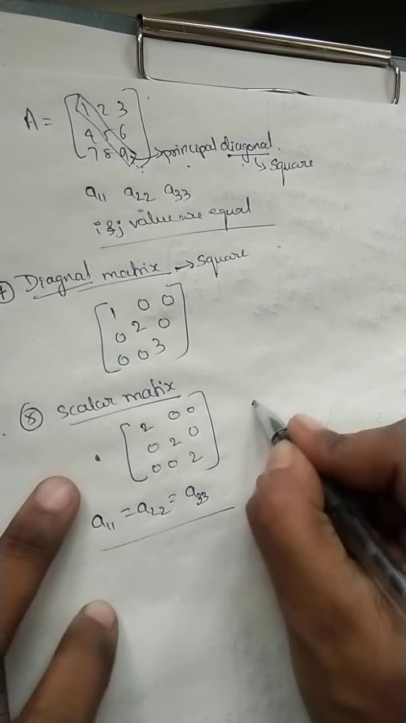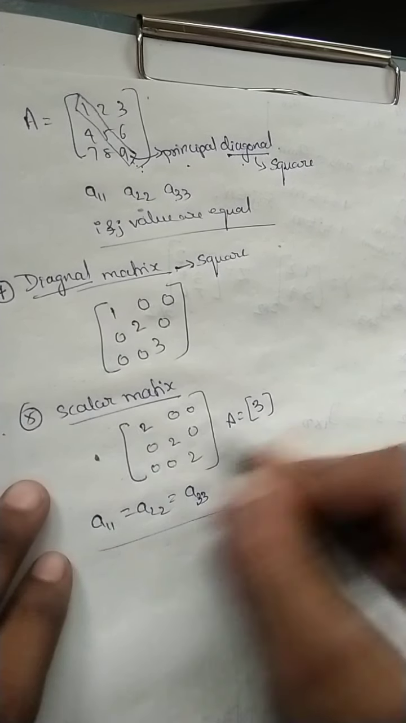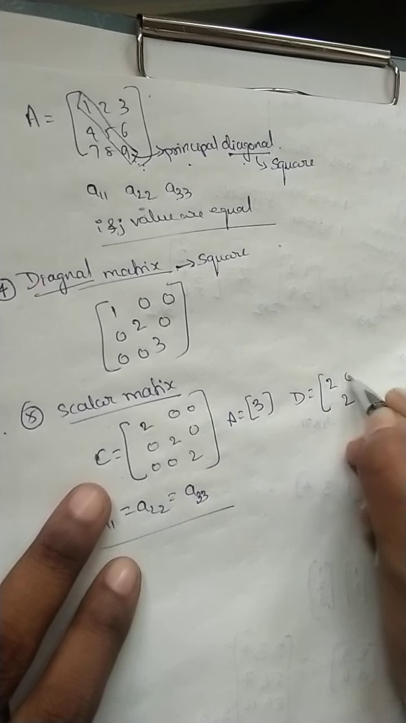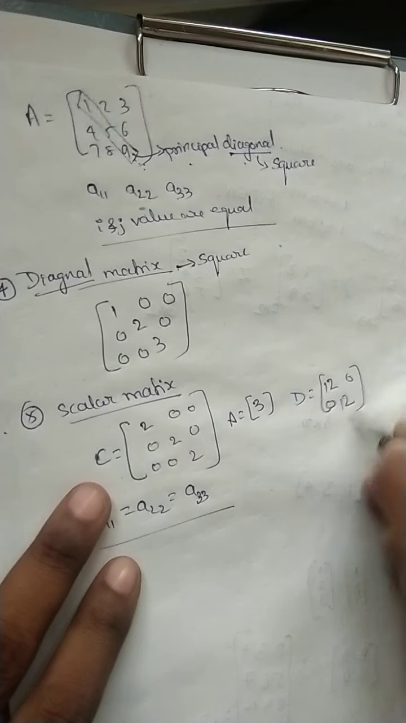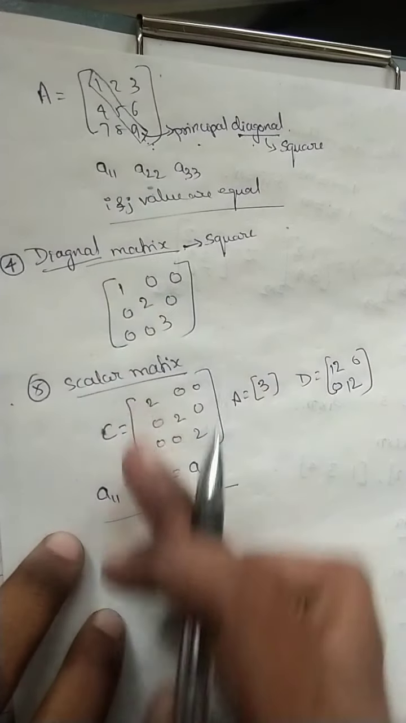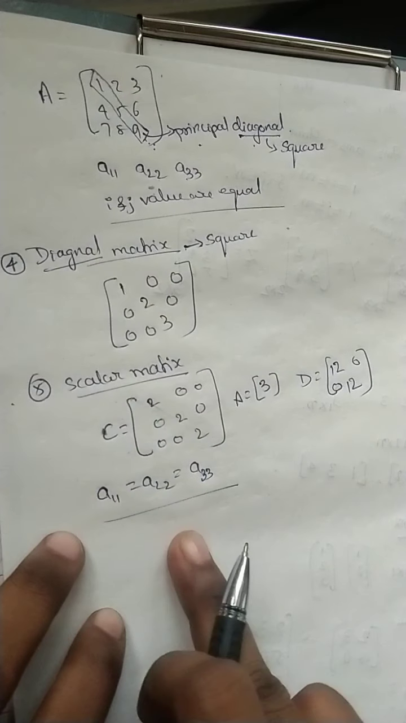The example can be a single matrix or a double matrix also. It contains 12, I will write 12. So a scalar matrix is a diagonal matrix whose diagonal elements are equal.